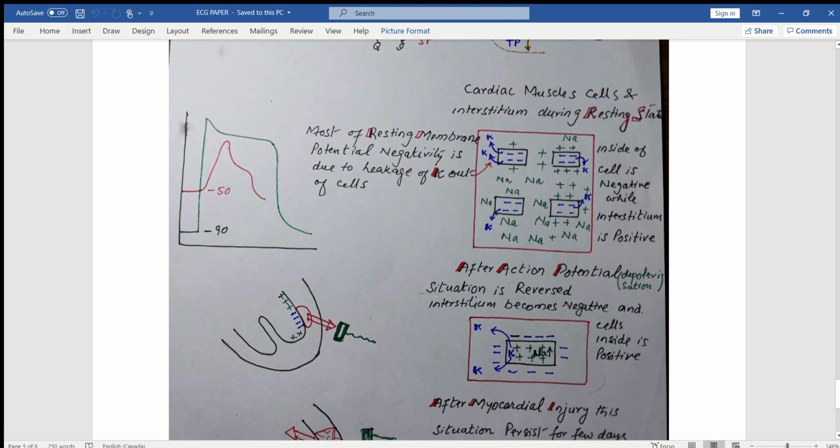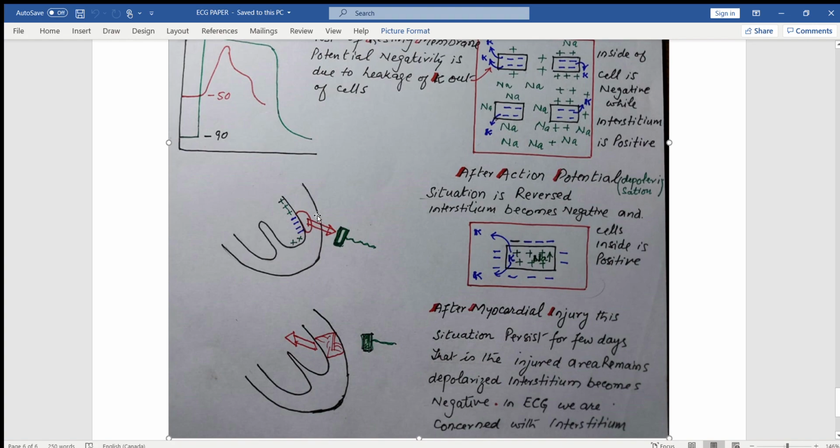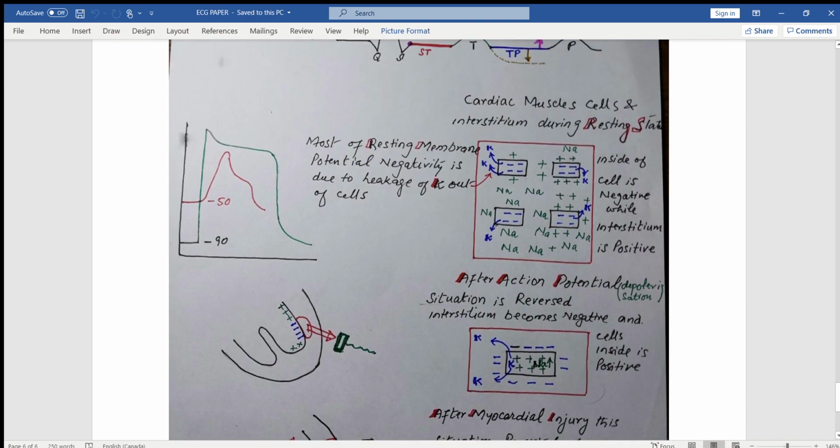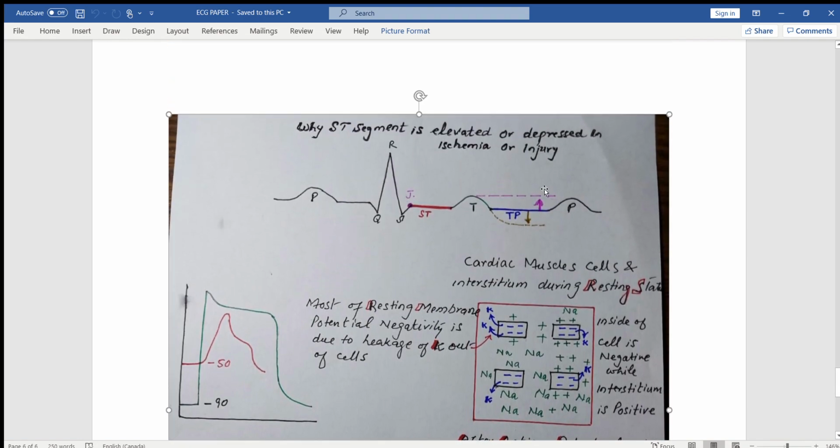Now, back to this area. In subendocardial infarction, the current of injury usually moves towards the recording electrode. When this electrode records this current of injury, which has a different baseline, and because it is moving toward the recording electrode, it causes an upward deflection of its baseline. So this baseline, the TP segment, will be shifted upward, and once it is shifted upward, you will feel that your ST segment is depressed.